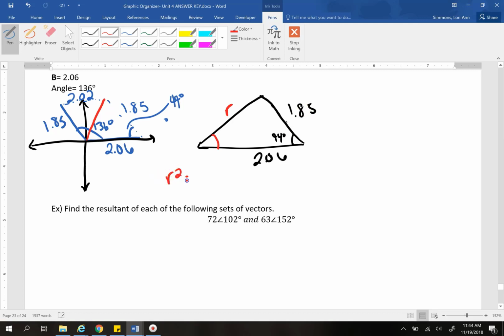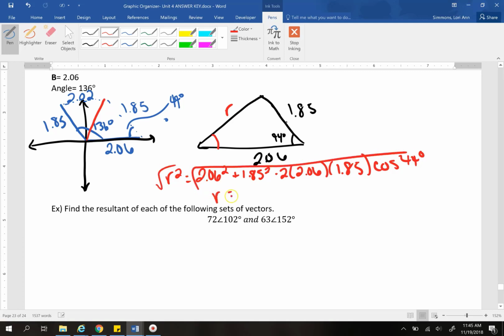We have r squared equaling 2.06 squared plus 1.85 squared minus 2 times 2.06 times 1.85 times the cosine of 44 degrees. Take the square root. Your r length should be 1.48.